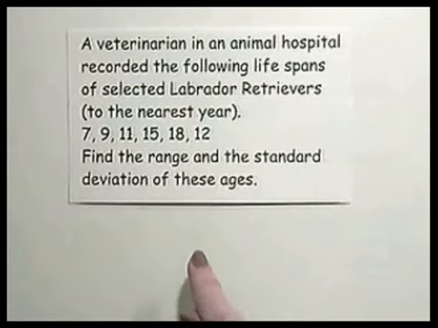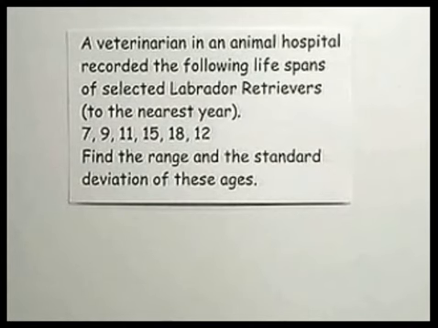The problem we're going to use in order to investigate these measures of dispersion: a veterinarian in an animal hospital recorded the following lifespans of selected Labrador retrievers to the nearest year: 7, 9, 11, 15, 18, and 12. Find the range and the standard deviation of these ages.